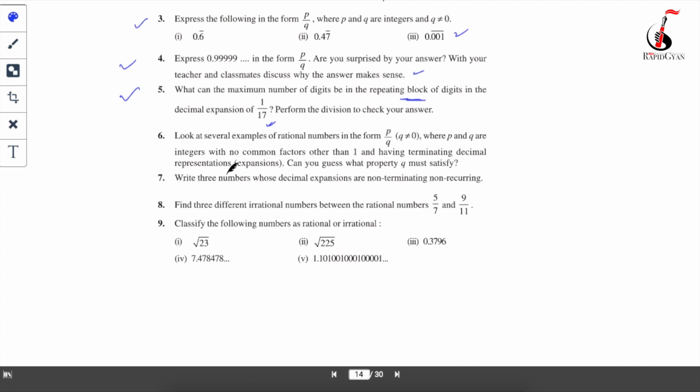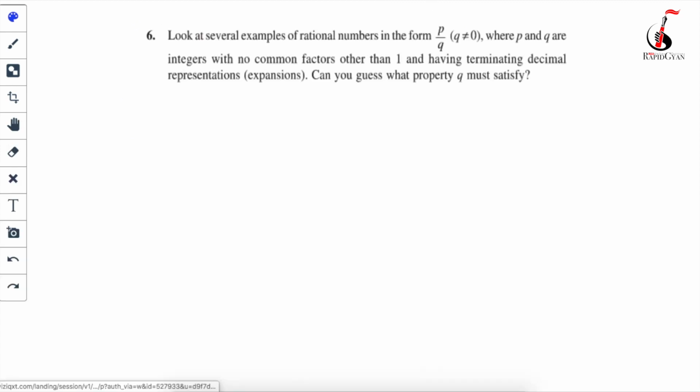So your next question is this one. Look at the several examples of rational numbers in the form of p by q, where q is not equal to 0, where p and q are integers with no common factors other than 1 and having a terminating decimal representation. Can you guess what property q must satisfy? Okay, let's solve this question. I will explain.